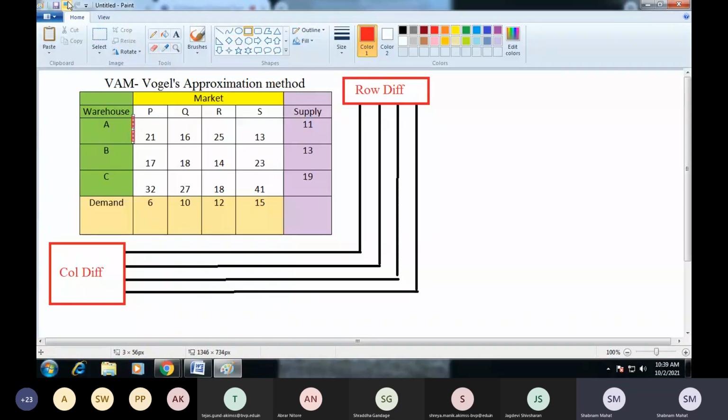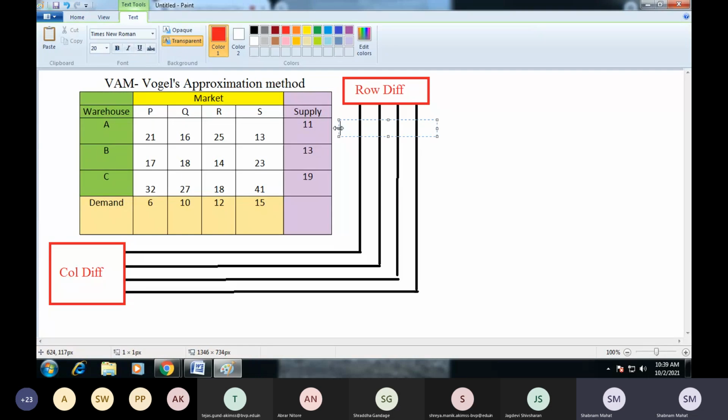When we consider my first row, first of all we have to check where the two minimum values are. In my first row, the two minimum values are 13 and 16. If we find two minimum values, we have to find the difference between these two values. If you subtract 13 from 16, you will get 3. So this is my first penalty.